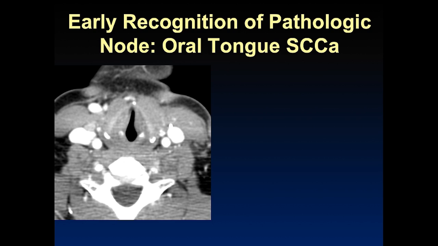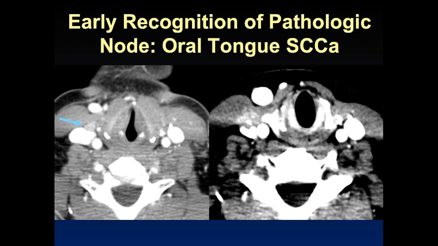This is a patient with an oral tongue squamous cell carcinoma primary, and if you look in the right neck, there is a very small node, by itself not necessarily pathologic, but look at how it's indenting the anterior margin of the jugular vein. And this is a bad sign. A normal node will not have this kind of mass effect on the surrounding veins.